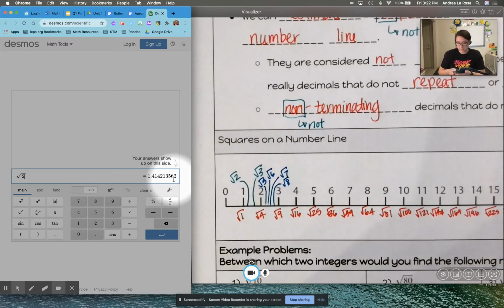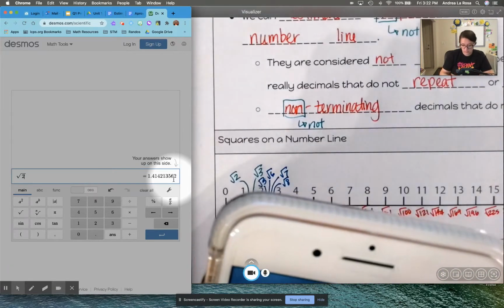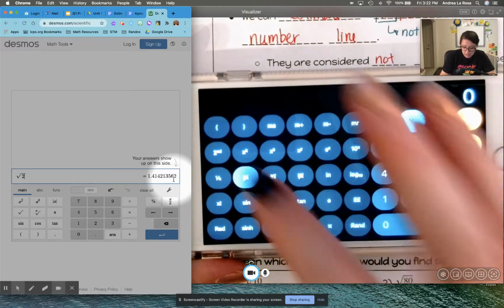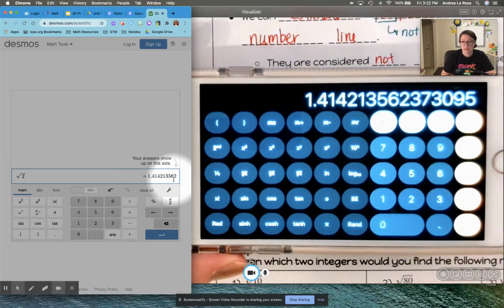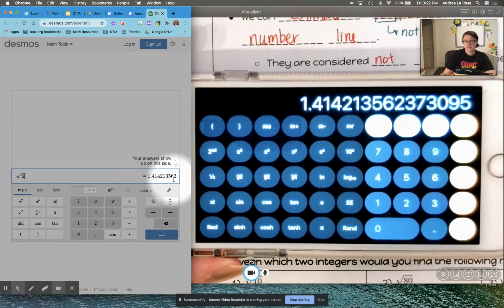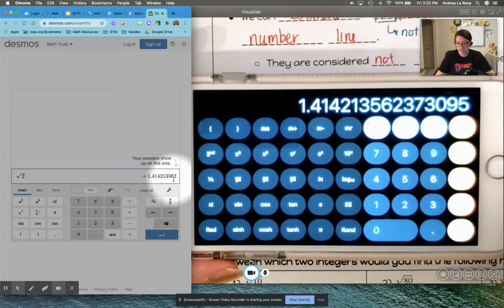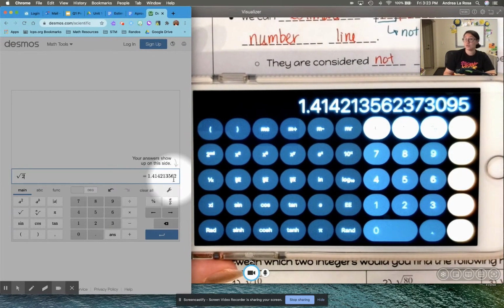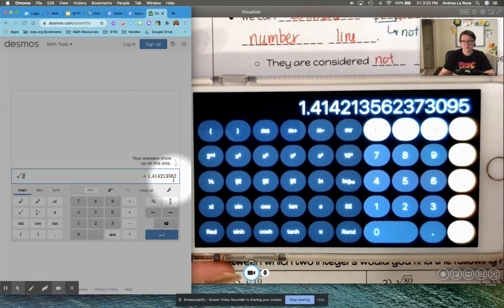Let me show you what it looks like on my phone. On this calculator, I have to flip it sideways. If I want to do the square root of 2, I push the 2 first, then I push my square root button. This one gives even more decimal places. This one tells me 1.414213562373095. But again, that's not the end of it. This number keeps going. The decimal does not repeat. That decimal does not stop. It keeps on going forever.